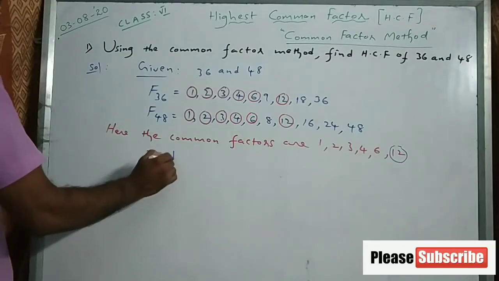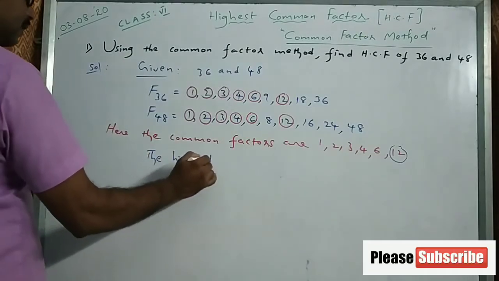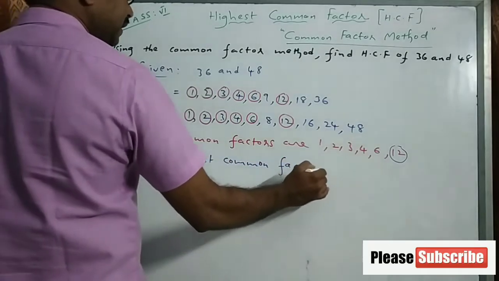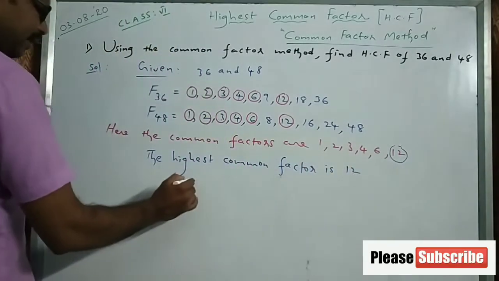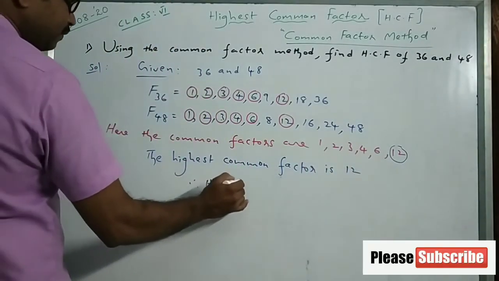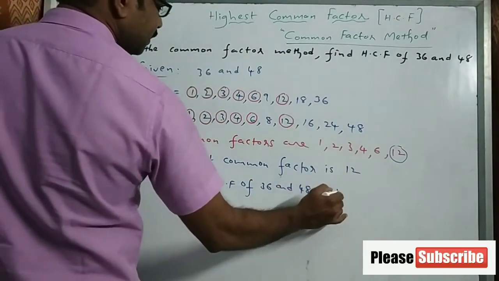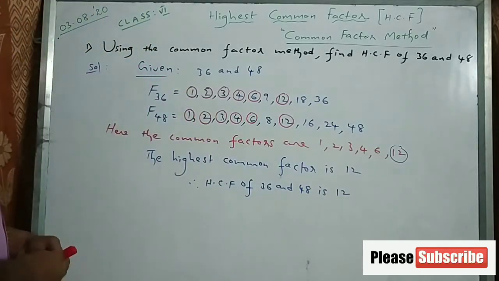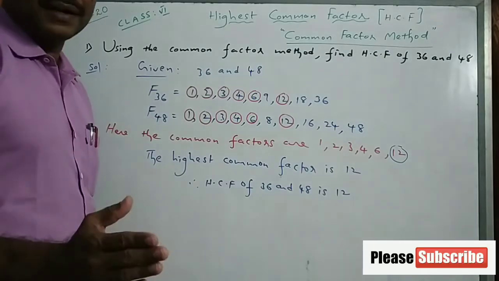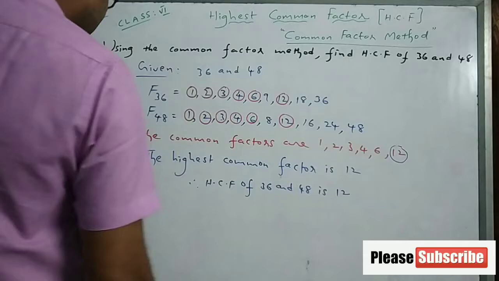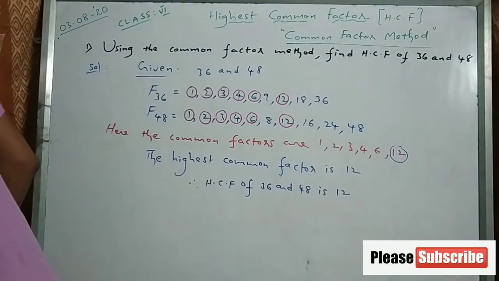What is the highest common factor? The highest common factor here is 12. Therefore, HCF of 36 and 48 is 12. Clear? This is the way to do this problem. First find out the factors of given numbers, next trace out the common factors. Among the common factors, the highest common factor is the HCF, right?